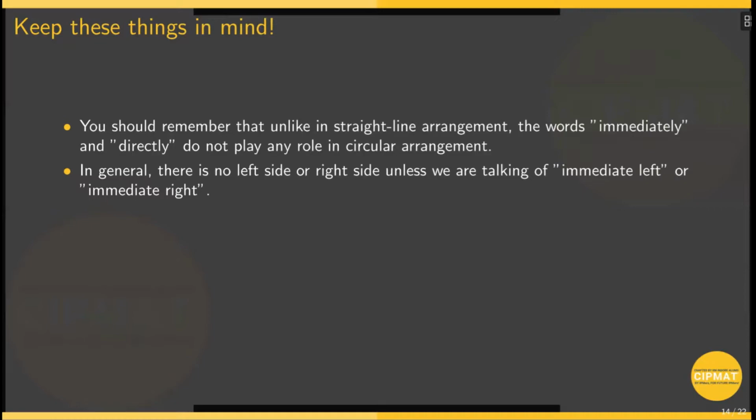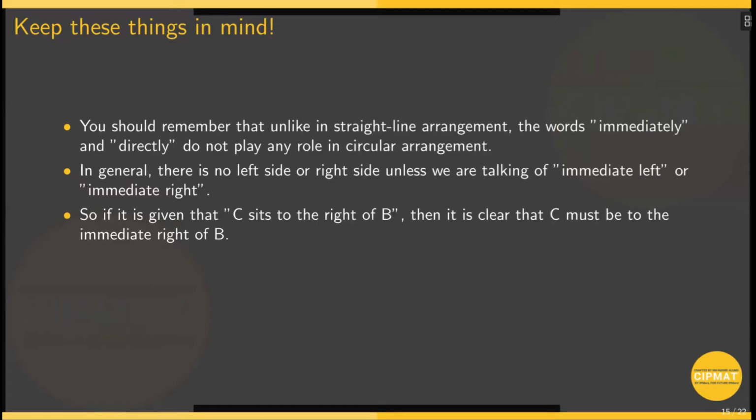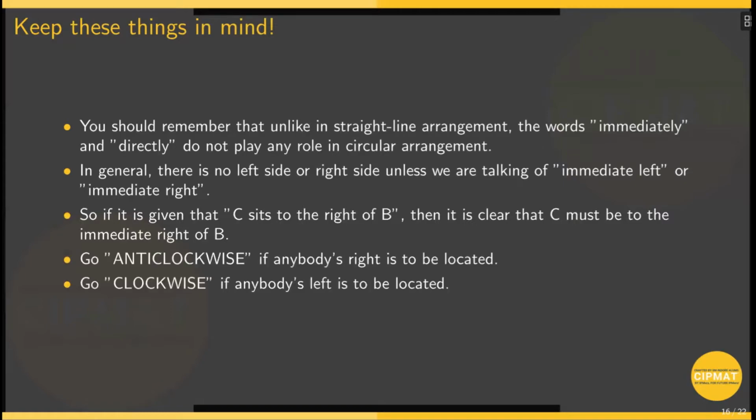Do not get confused in the exam about the left and right positions for circular arrangements. If it is given that C sits to the right of B, then it is clear that C must be to the immediate right of B. This is what I have been telling you. There is one trick you can remember if you are confused about what is right and what is left.